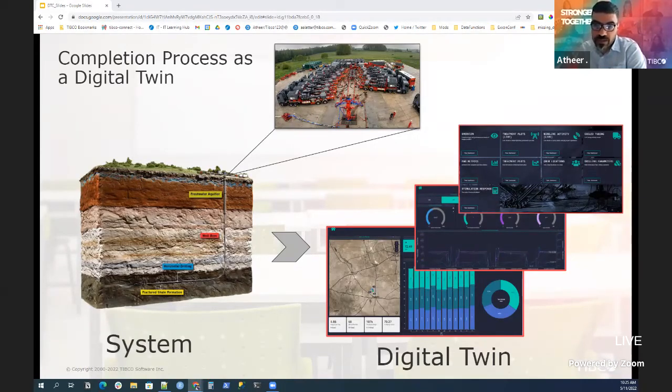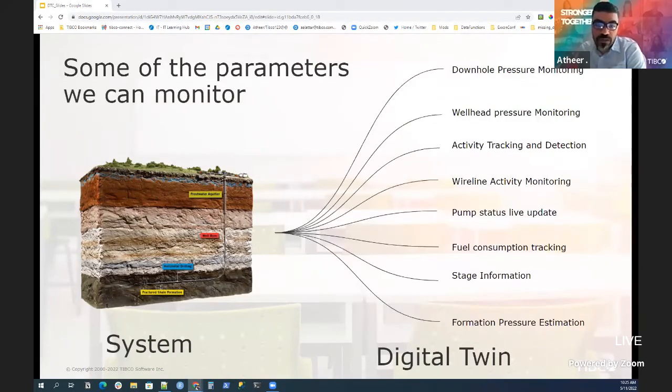And also this real live data feed can be of great help further to model this data and simulate a couple of what-if scenarios. So the parameters that we can monitor during this process are not limited to this list, but these are some of the critical parameters that we can monitor. Some of these parameters can be fed raw into the application, and some of them can be calculated or inferred from other parameters.